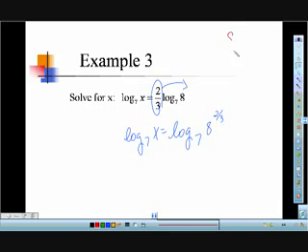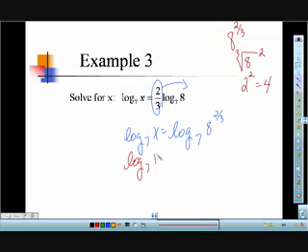As a little side note, 8 to the 2/3 is the same thing as saying the cube root of 8 squared. The cube root of 8 is 2, and 2 squared is 4. So that means that I have the log base 7 of x equals the log base 7 of 4. And because I've narrowed it down to one log on each side, I can just say x is equal to 4.